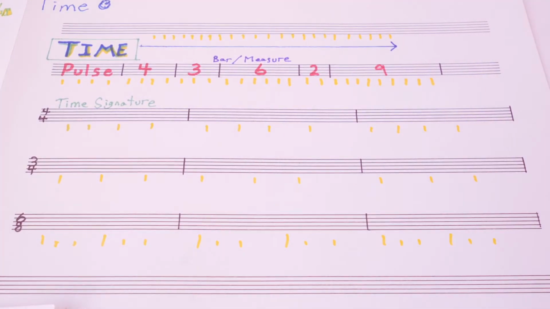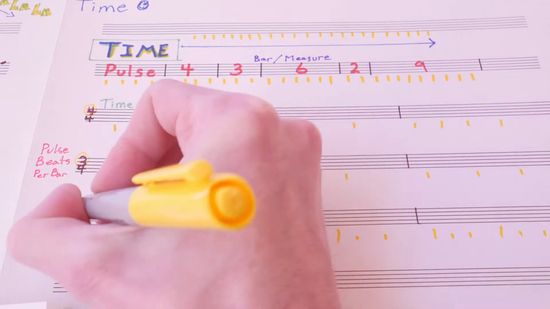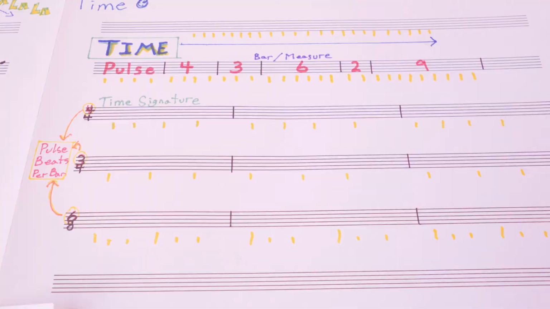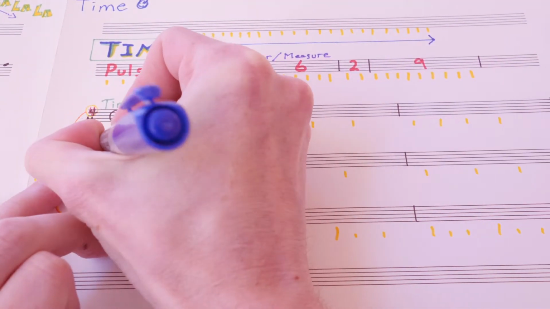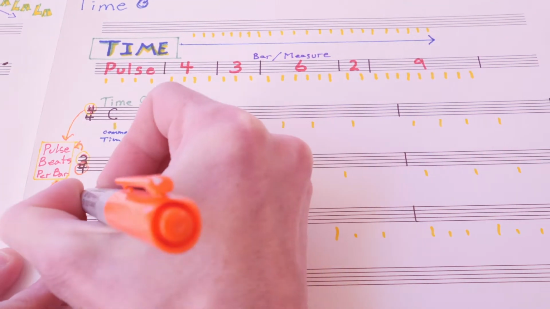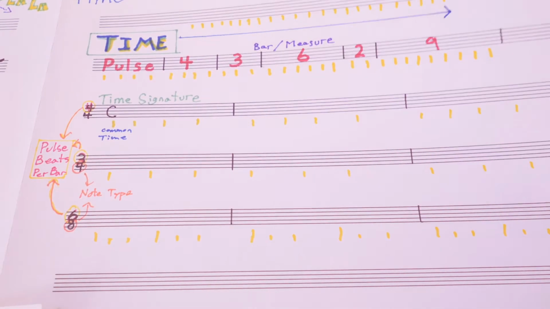So once again, the top number tells us how many pulse beats there are per bar. Groups of 4 are the most popular, so much so that sometimes they just put a little C for common time. The bottom number of the time signature tells us the note type. What do I mean by note type?